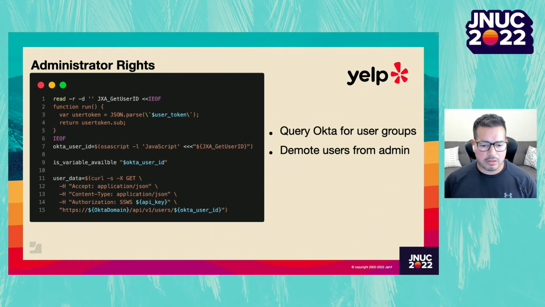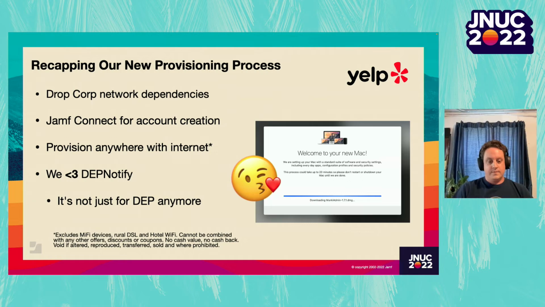Our custom login script queries the user's endpoint by their user ID, which returns the user's attributes. With this information, we can determine if a user belongs to a standard user group and demote them accordingly. Tying all these efforts together allowed us to completely drop all corp network dependencies when provisioning Mac devices, and empowered us to onboard users from anywhere with a decent internet connection.